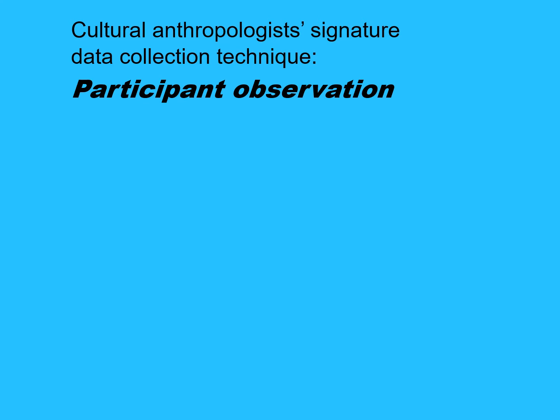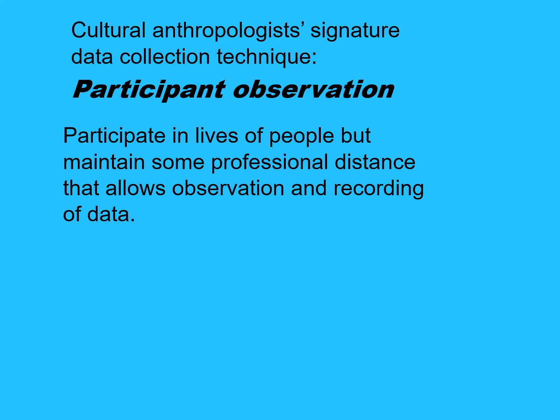The cultural anthropologist's signature data collection technique is participant observation. In participant observation, you live and participate in the lives of people, but you maintain some professional distance that allows observation and recording of data. So you live among the people. Perhaps you have your family with you, which is always an icebreaker to have children with you, your own children. And later, at the end of the day, you sit and write notes about what you observed and heard that day. So you're really kind of out of sight when you're recording that. And yet, as you'll see later on, you do have to inform people that you are observing them. You can't do it in secret.